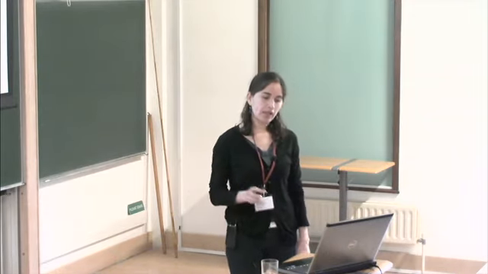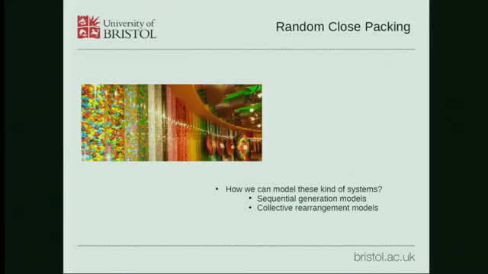So how can we model this system, random packing? There are two main ways of doing it. One is sequential generation models, and the other one is collective arrangement models. In the first one, you have your box and you just keep adding particles until you can't anymore. In the second one, you start with a fixed number of particles and a starting dimension of the box, and then you compare the system, move the particles until you can't do it anymore.